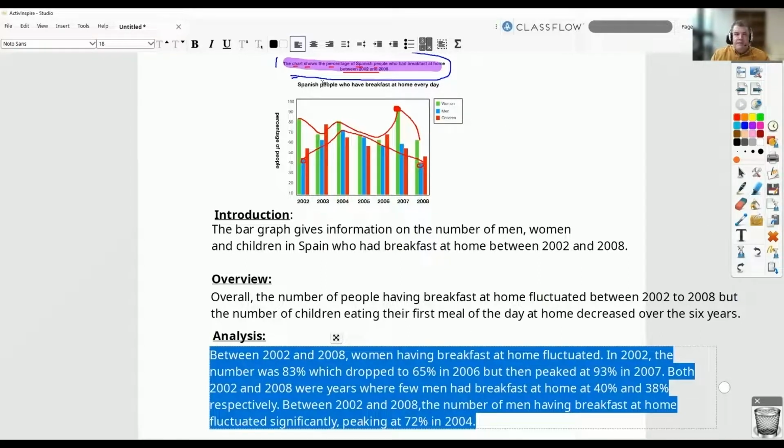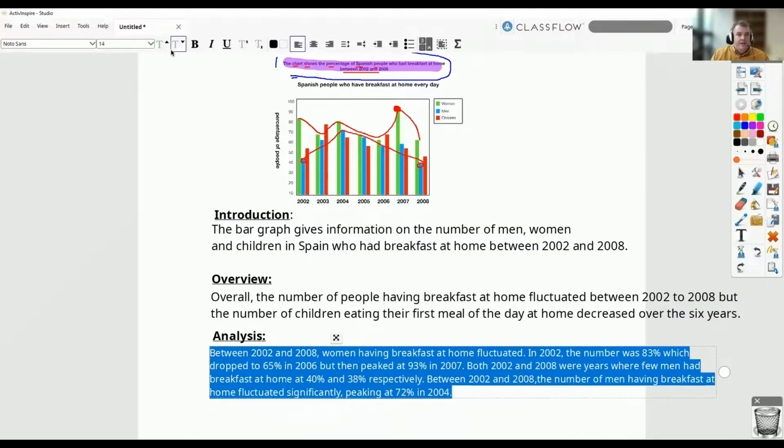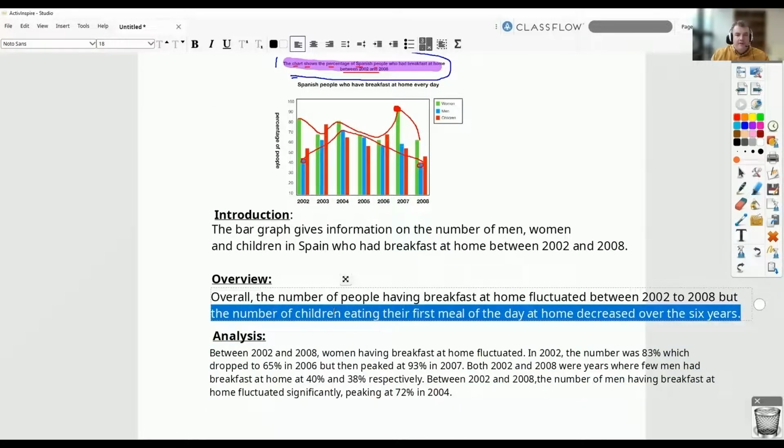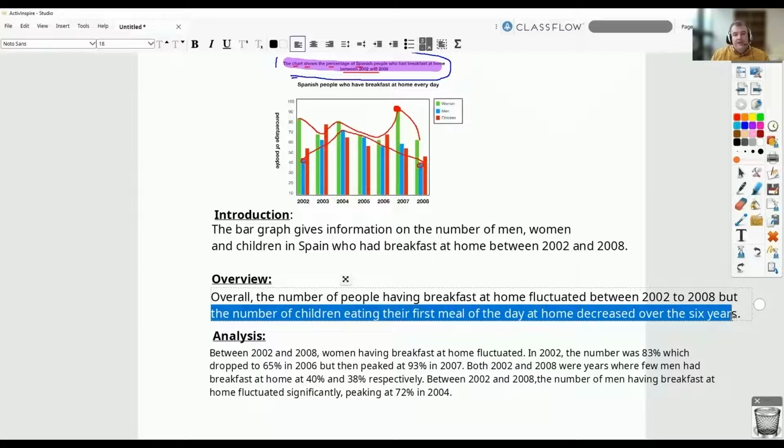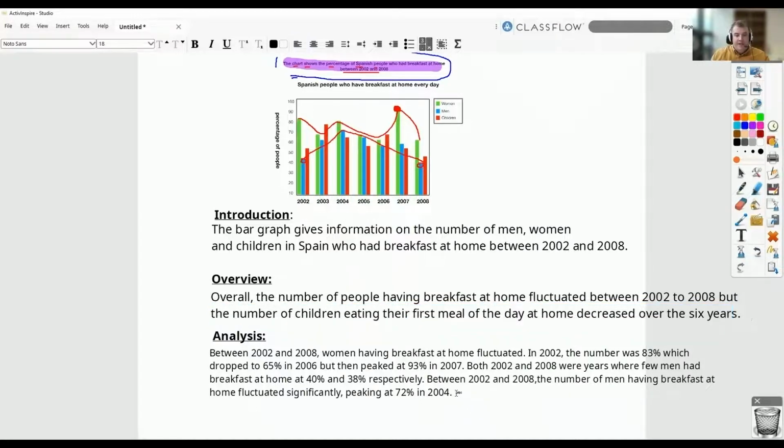I'm just going to make this smaller so we can actually fit everything in. I'll just keep that the same. Now we need to move on and talk about the children. So we identify that children overall, as we said, the number of children eating their first meal decreased over the 6 years. But let's be more specific. Let's give some details.